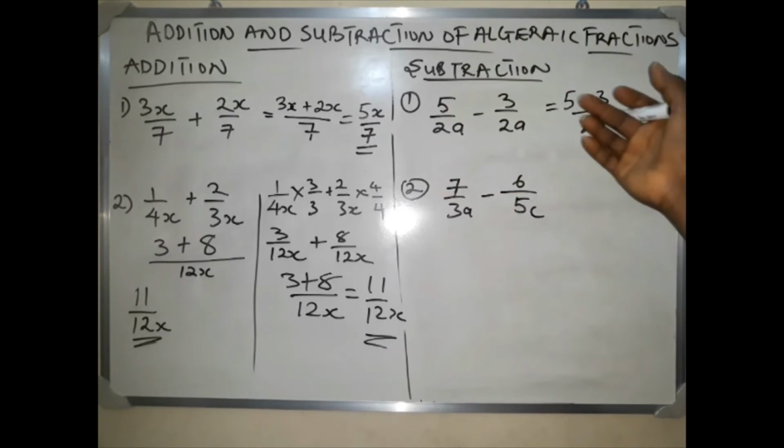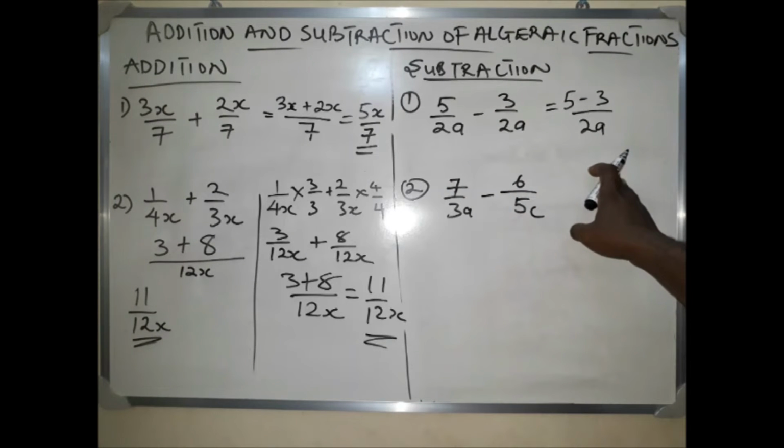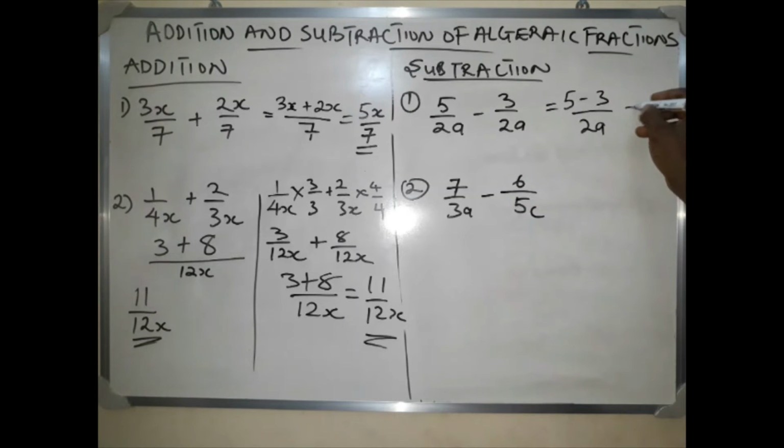So now what we do is just pick one of them, put it underneath as a common denominator, and then we subtract the numerators. 5 minus 3 will give you what? 2 all over 2a. At this point, you can see that the numerator and the denominator have a common factor, and that common factor is 2. Like we do in our fractions, we usually reduce the answers to the lowest term.